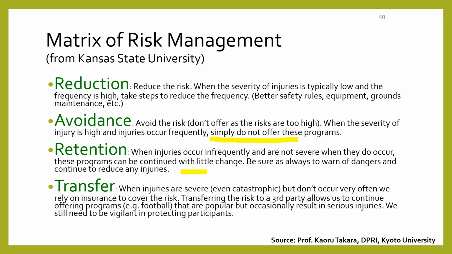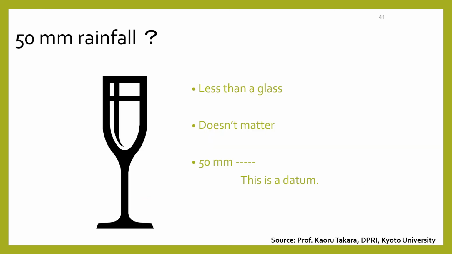And then transfer. Injuries are severe but don't occur very often. We can rely on insurance. We transfer the risk using money. Everything's about money, so we can make insurance so that we transfer the risk. Okay, so these are things that we can ponder.